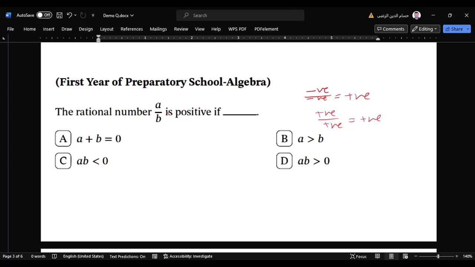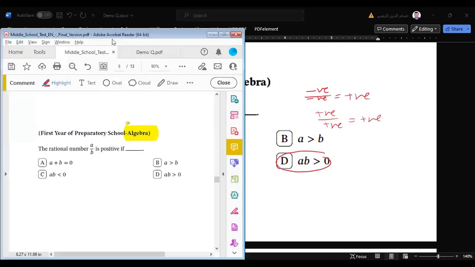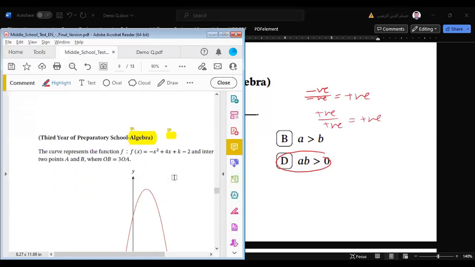A greater than b, a plus b equals 0, no. A, b less than 0, if I make it so, it is positive, not less than 0. So both negative, a times b, negative times negative will be positive, which is greater than 0. Positive times positive will also be positive. So the answer here is ab greater than 0.